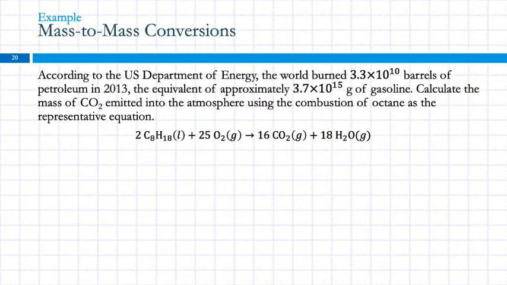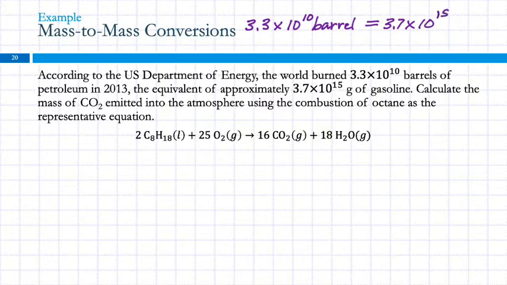Well, what do we have here? They're telling us an approximate number of barrels of petroleum, the equivalent of this many grams of gasoline. So those things are equal to each other. This problem has some extra stuff in it, and I'm trying to show you how to weed that out. So it says that many barrels of petroleum is equal to 3.7 times 10 to the 15 grams of gasoline.